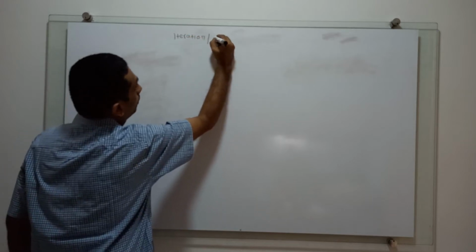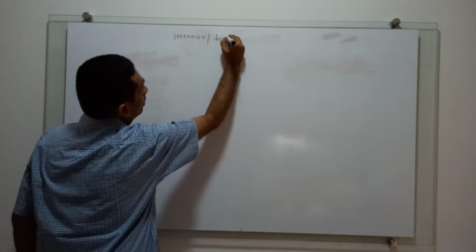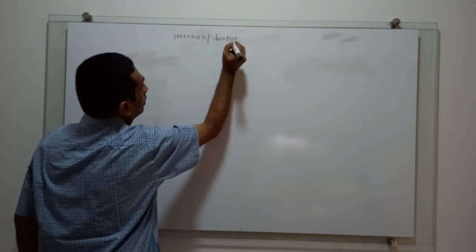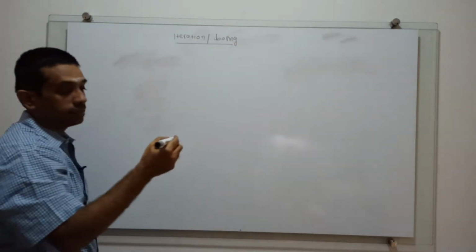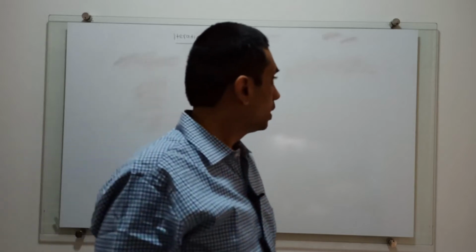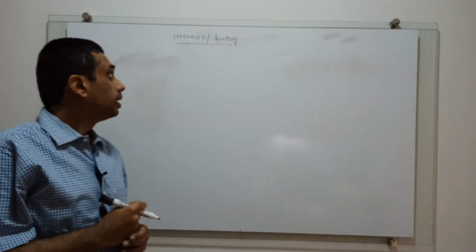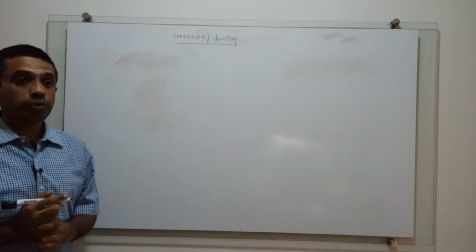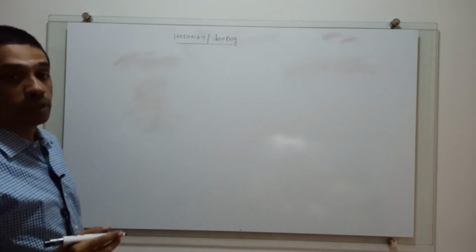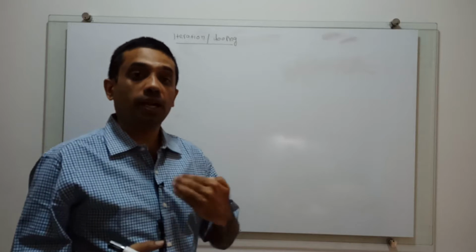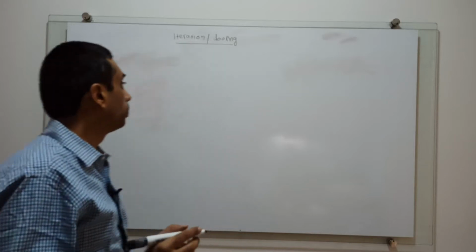Iteration or looping in a flowchart. Okay, so the looping is demonstrated in two types. One is pre-test iteration or looping, another one is post-test iteration or looping.